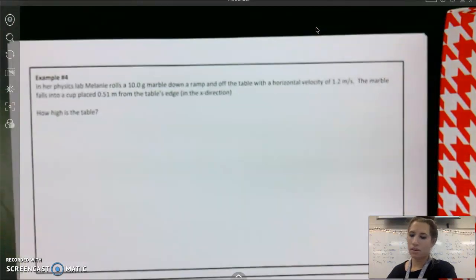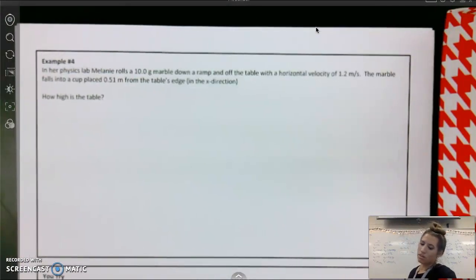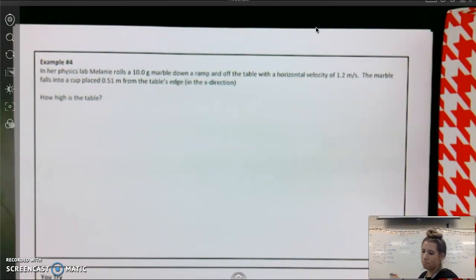Okay, this is the last one that we're going to do together in the lab. In her physics lab, Melanie rolls a 10-gram marble down a ramp and off the table with a horizontal velocity of 1.2 meters per second. The marble falls into a cup placed 0.51 meters from the table's edge. How high is the table?